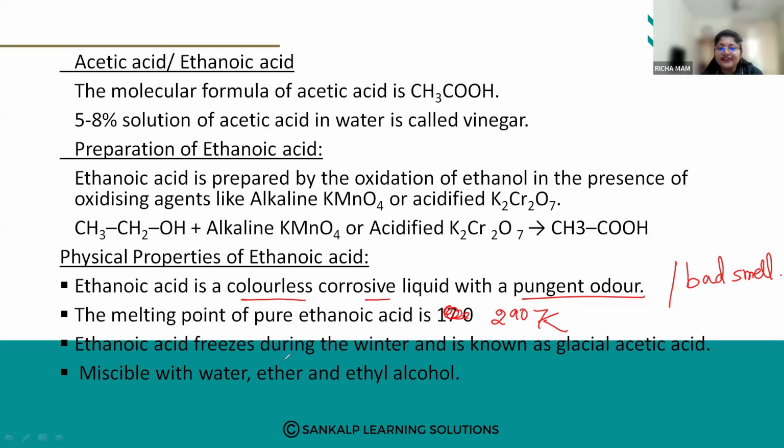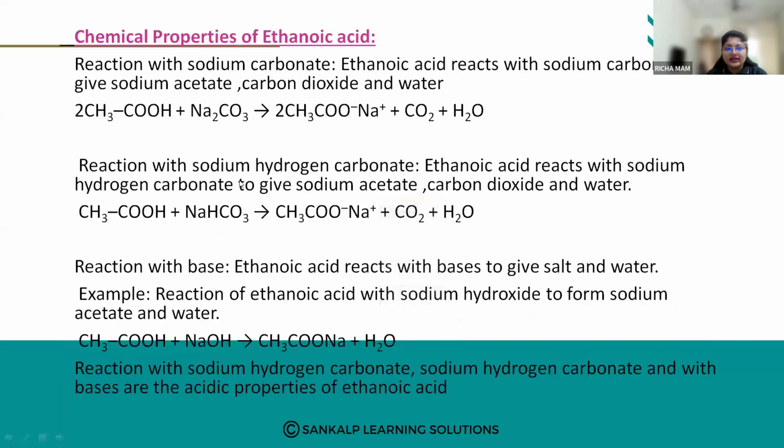Ethanoic acid freezes during the winter and is known as glacial acetic acid. So during the winters it freezes, and thus it is called glacial acetic acid. And ethanoic acid can get dissolved in water, ether, and ethyl alcohol. That is your ethyl alcohol.